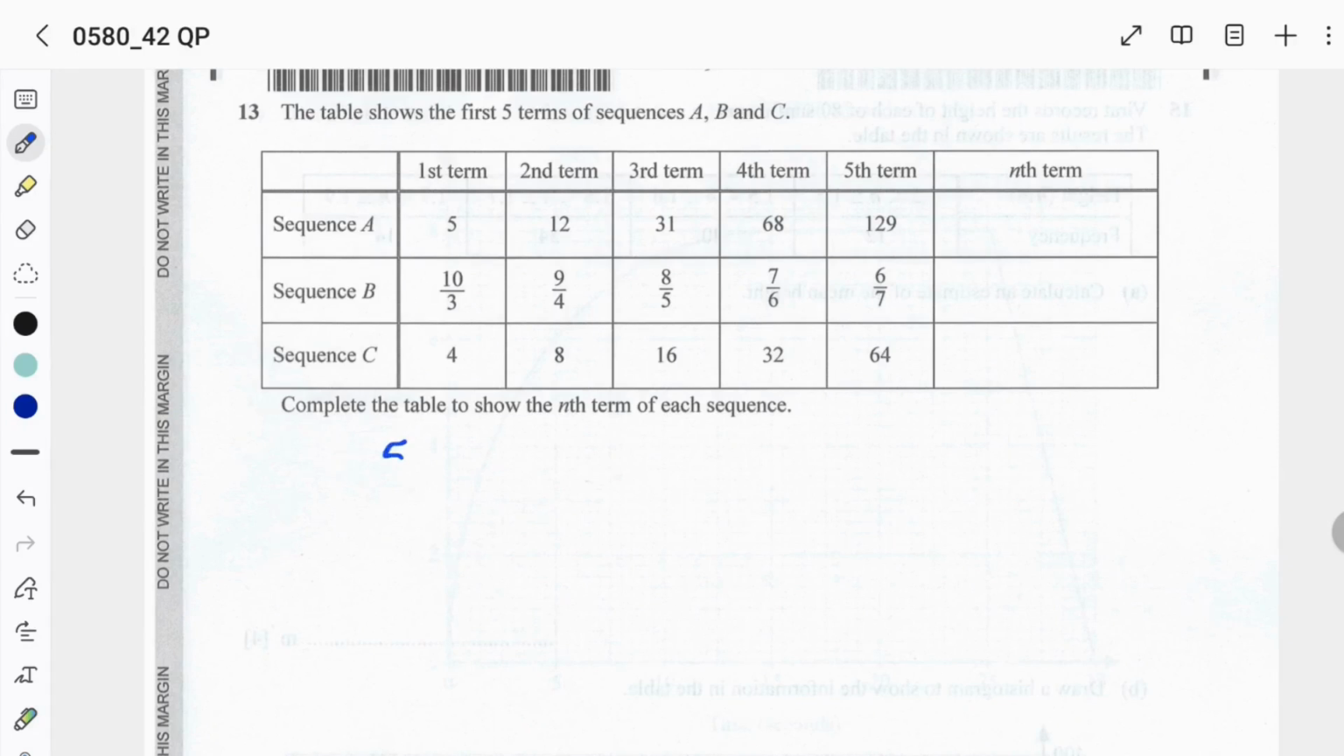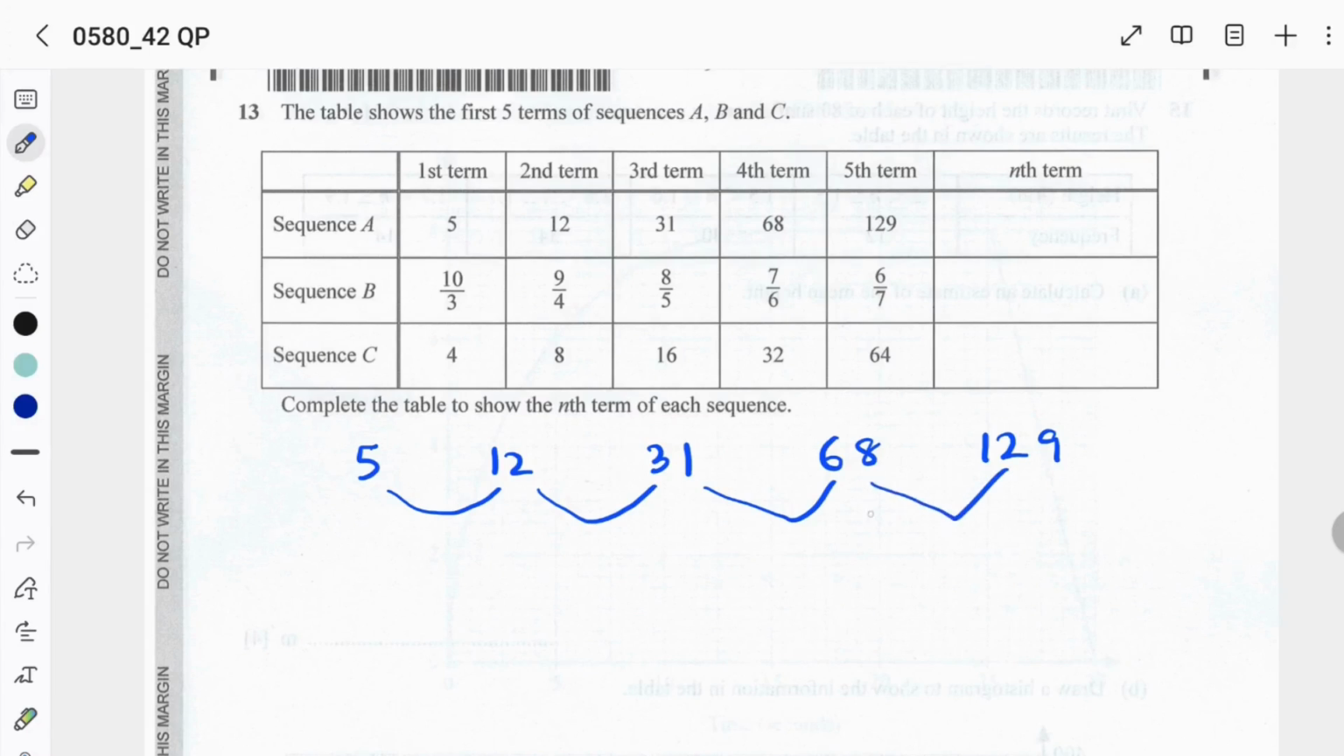So this is 5, 12, 31, 68 and 129. Leave some space in between, that's easier for you. So 12 minus 5, then 31 minus 12, 68 minus 31 and 129 minus 68. That is an increasing sequence. So 7, then 19, and 68 minus 31 is 37, 129 minus 68 is 61.